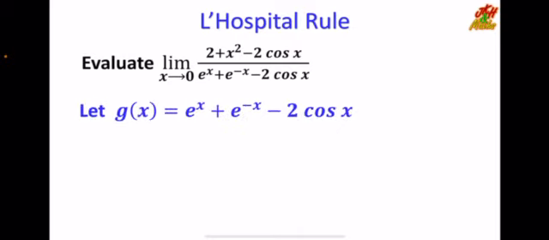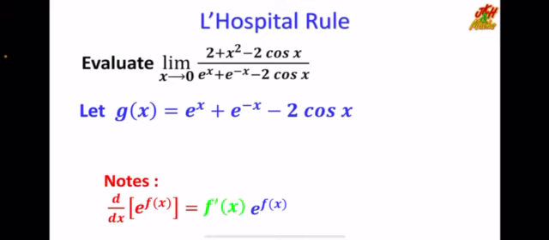Now, let us assume our denominator is a function of g. Therefore, g(x) is equal to e to the power of x plus e to the power of negative x minus 2 cos x. So let us recall what happens when we differentiate the exponential function. When we differentiate e to the power of f(x) with respect to x, it will equal the first derivative of f multiplied with e to the power of f(x).